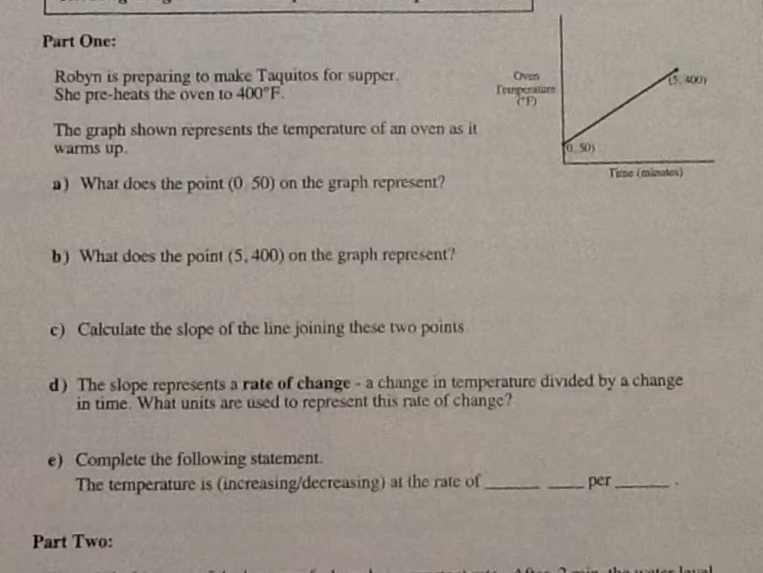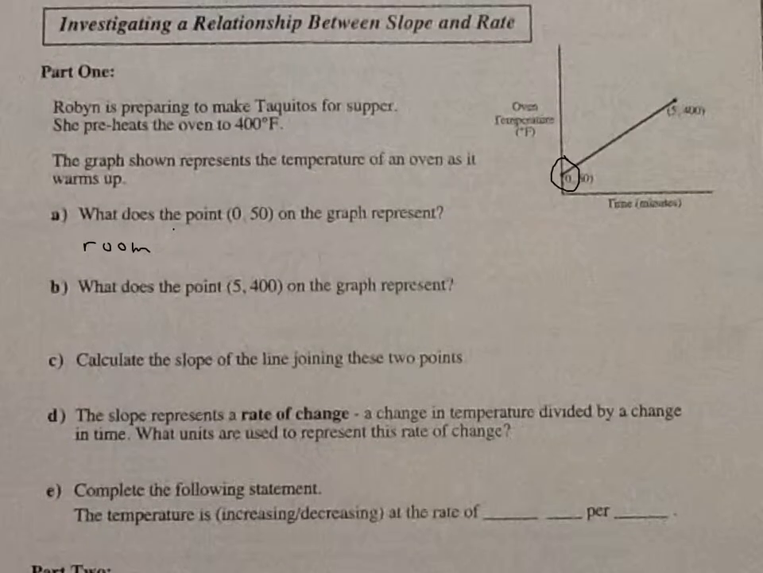So that 0, 50 is right there. What does that represent? It represents the resting temperature. So if you think, your oven isn't going to be 0 degrees Fahrenheit because that's freezing, it has to have some temperature because it's in room temperature. So it represents the room temperature.